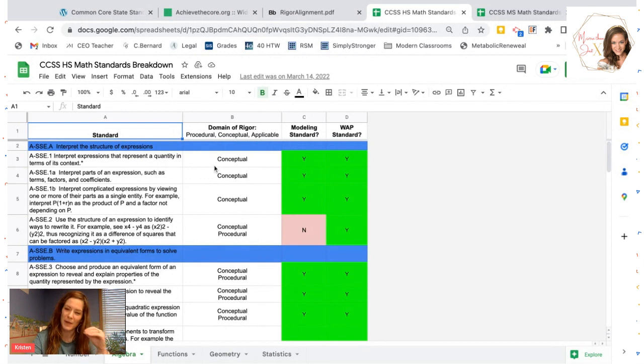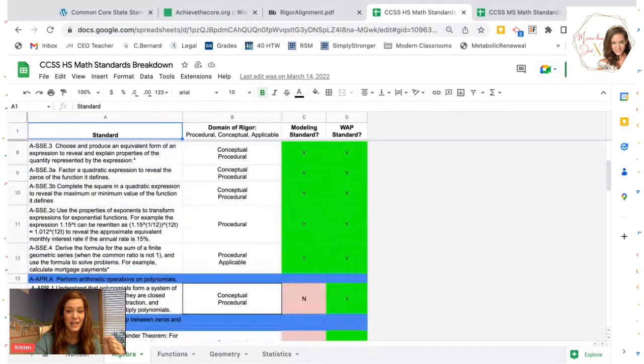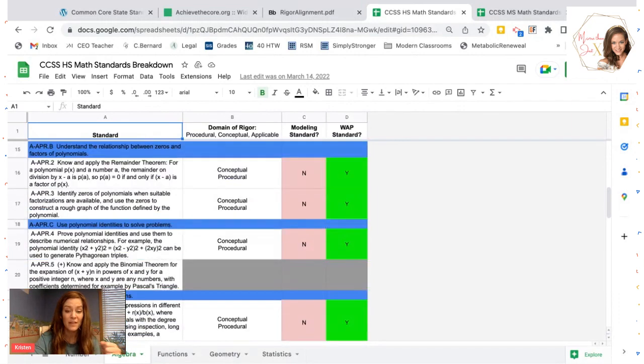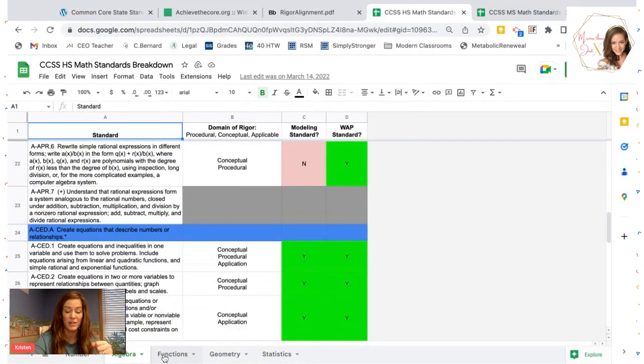It tells you which domains of rigor it is focusing on, so conceptual, procedural, etc. Is it a modeling standard? So is it specifically highlighted by the Common Core as one of those modeling standards? And is it a WAP, a widely applicable prerequisite? If you are seeing green and green, this is a lot of things to tell you that this is really going to be something important that you want to address with your students.